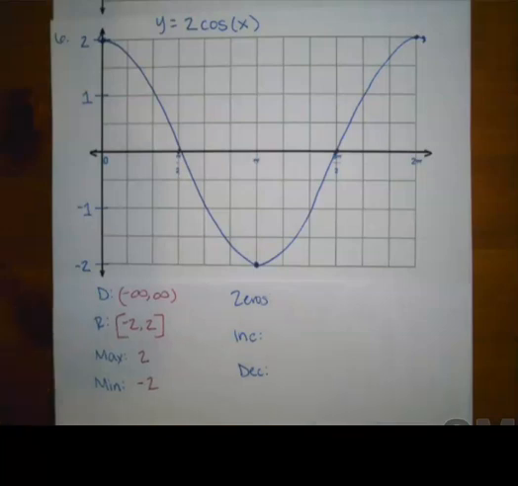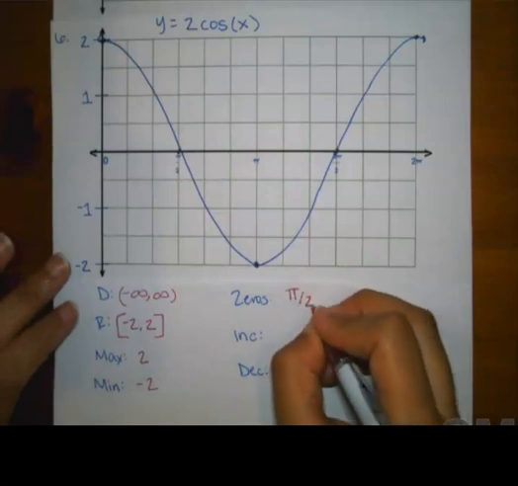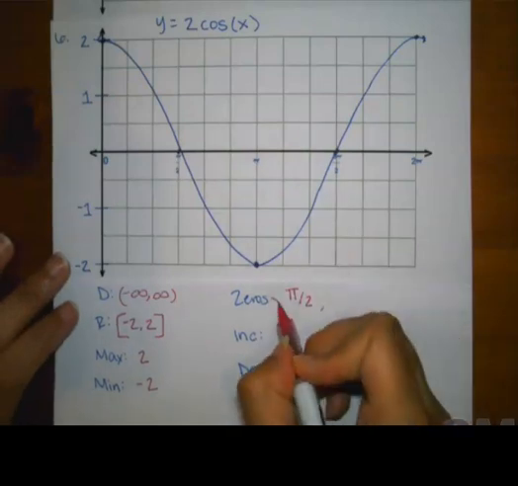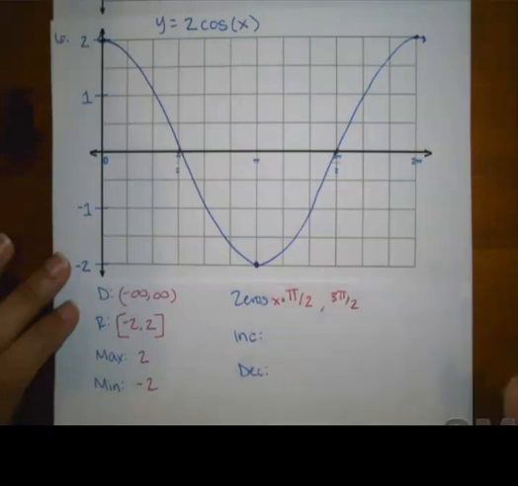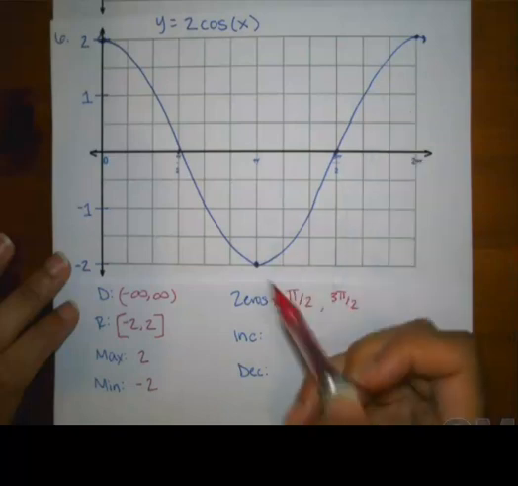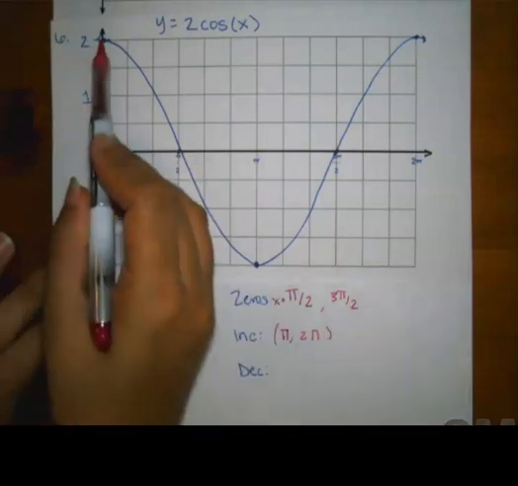Our zeros, we could see, are at pi over 2 and 3 pi over 2. We are increasing from pi to 2 pi and decreasing from 0 to pi.